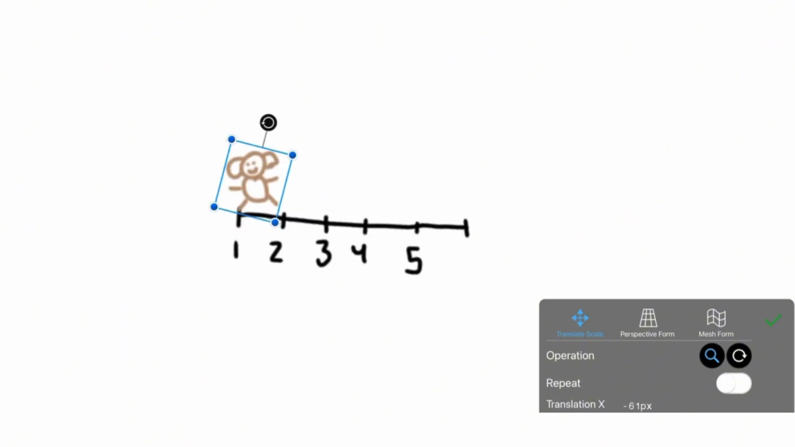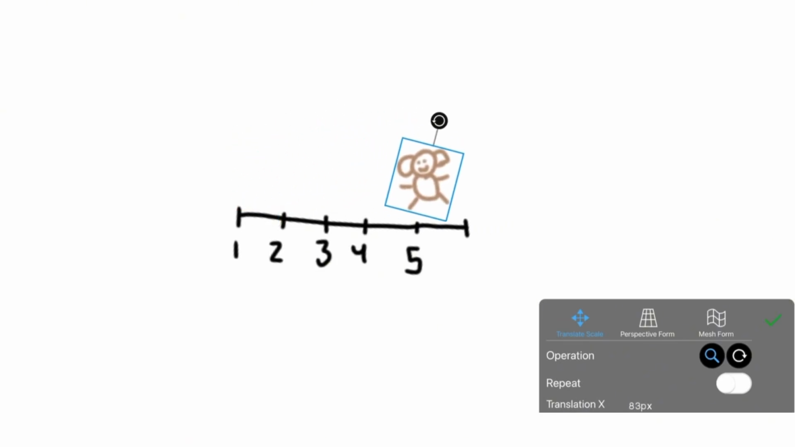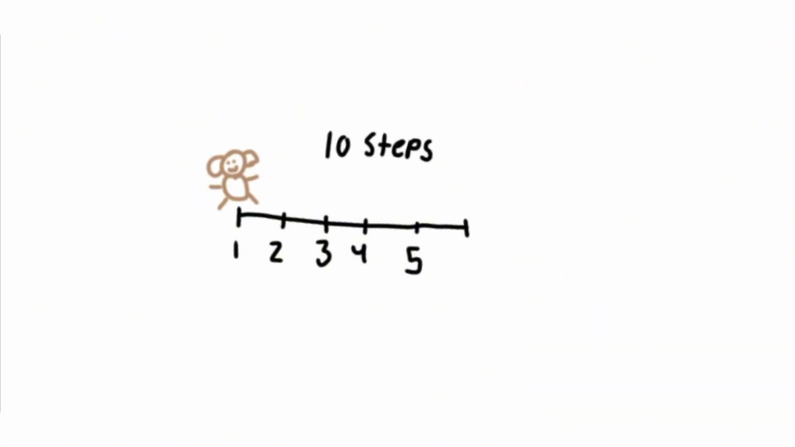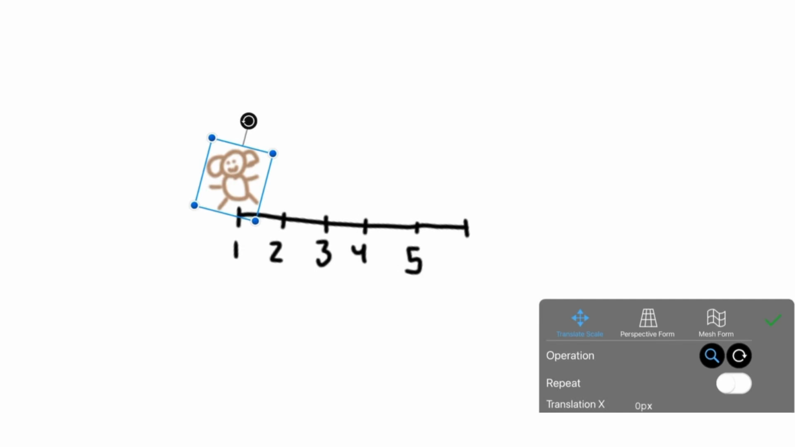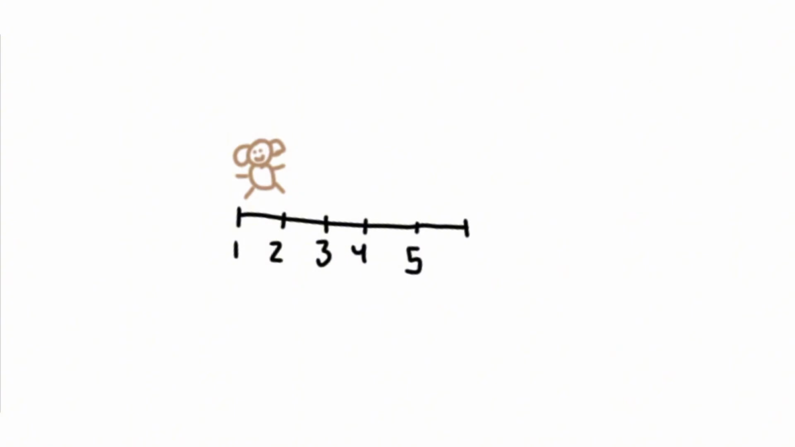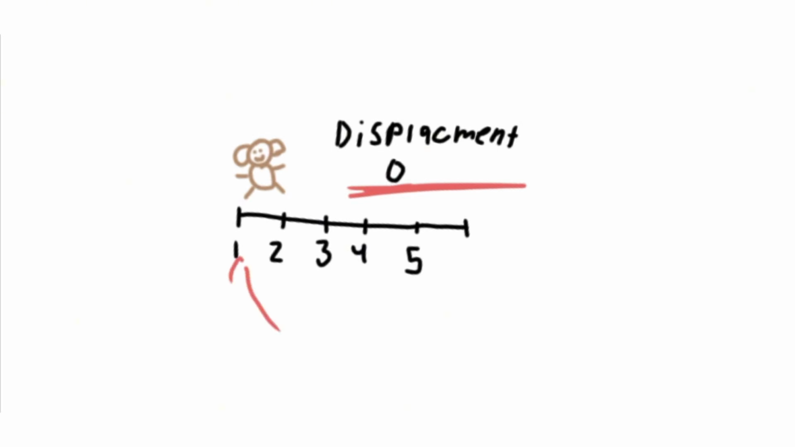Now, on a number line, imagine that monkey walks 5 steps forward and then 5 steps back. How far did the monkey walk? Well, in this case, it would be 10 steps. We just did 5 plus 5. But if we have that same situation where it walks 5 steps forward and then 5 steps back, what's its displacement? Well, in this case, the displacement would be 0. And this is because the monkey ended right where it started.